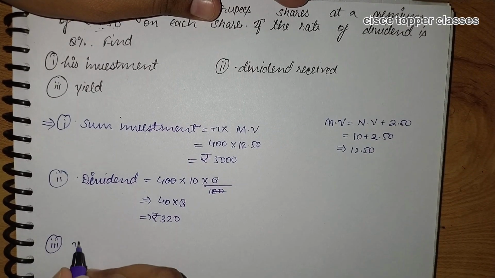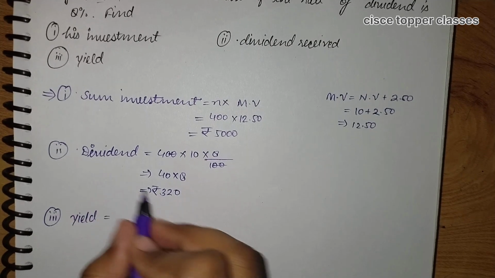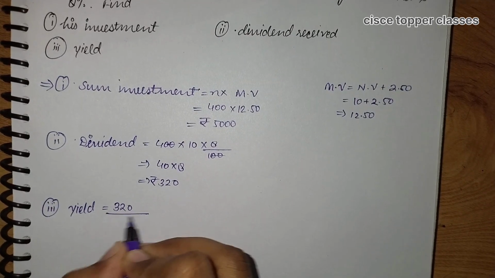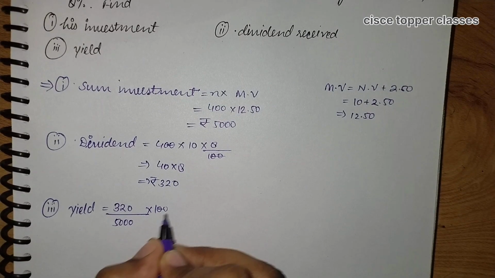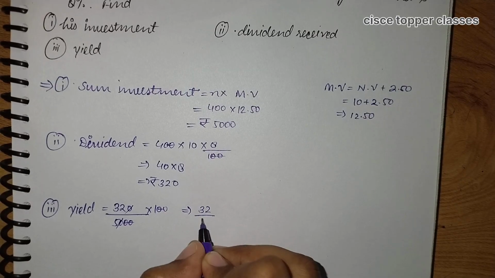Last part is yield we have to find. Yield is the return percent. So this is annual income here and this is the total sum. So here we will put 320 divided by the total investment 5,000 into 100. 0 will be cancelled out. This 0 will be cancelled out, means 32 by 5.